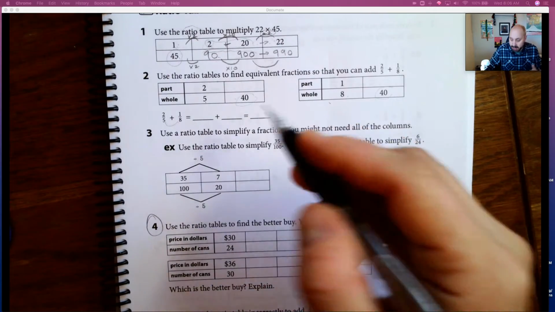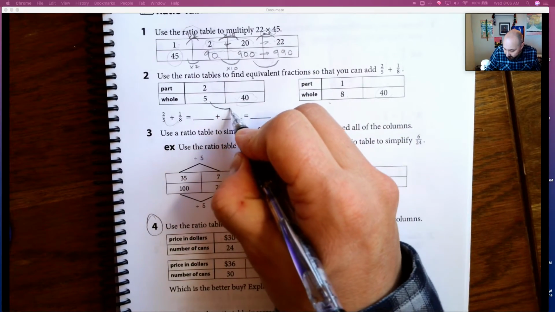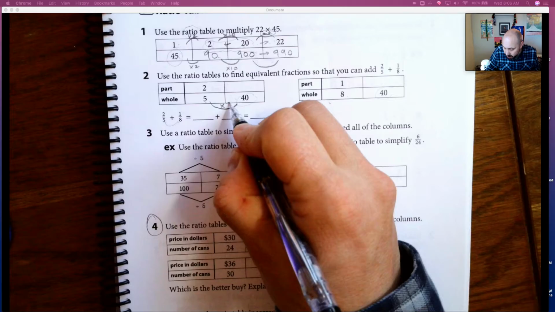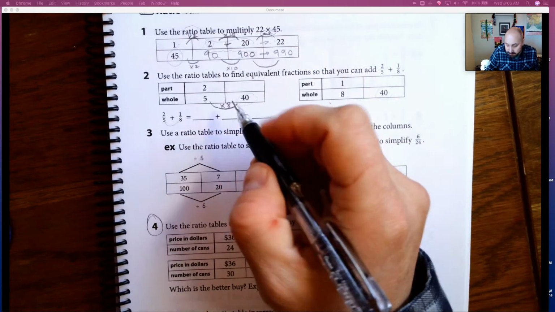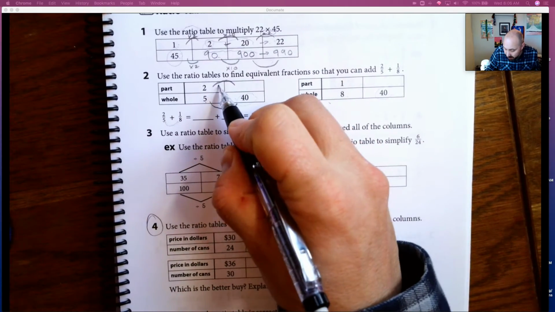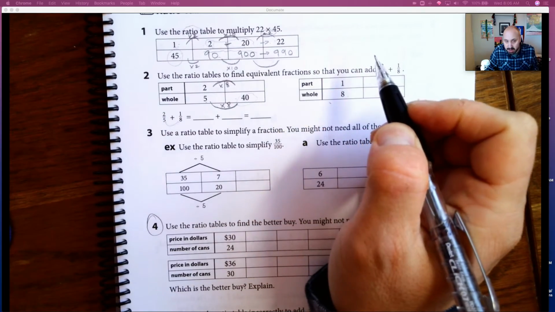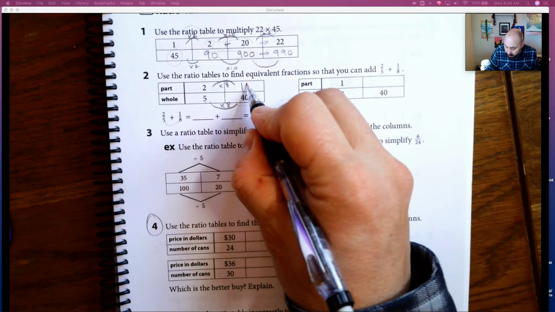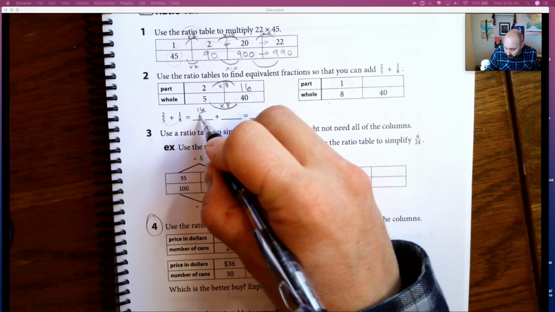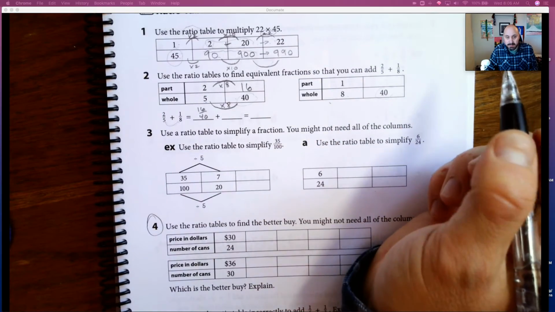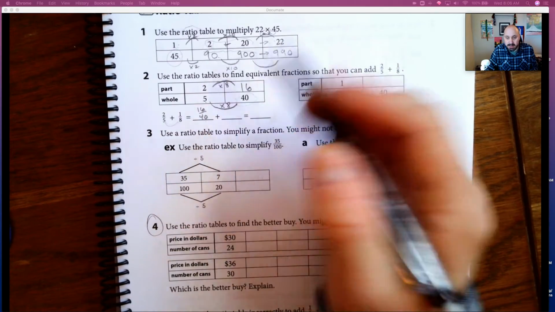So how do we get from 5 to 40? What do we multiply by? Well, I'll tell you, it's 8. Whenever we do the bottom, you have to do the top. So we're going to do the same thing to the 2. 2 times 8 is 16/40. Okay? So the first one, 2/5, is equivalent to 16/40.